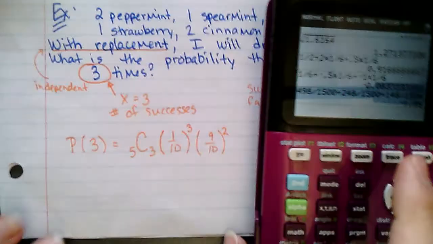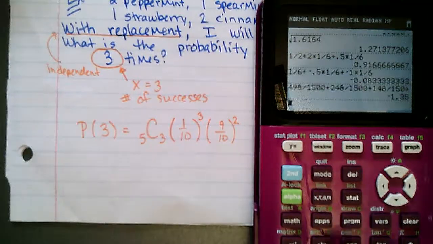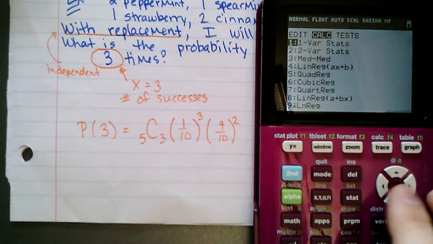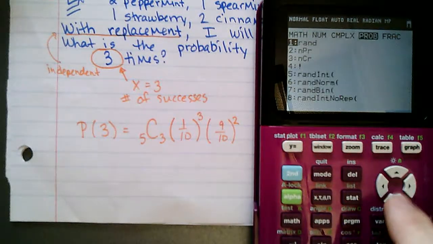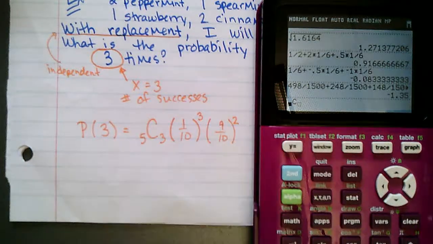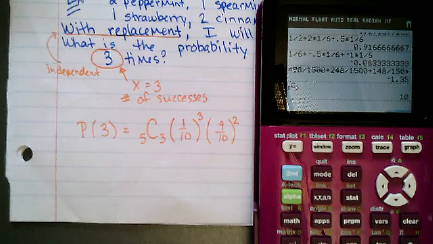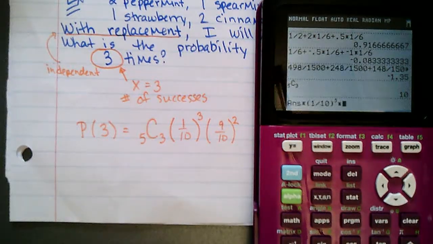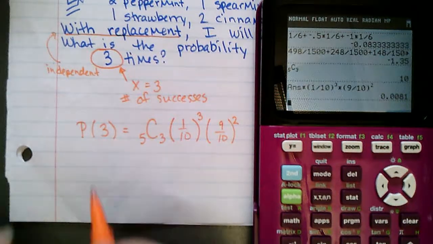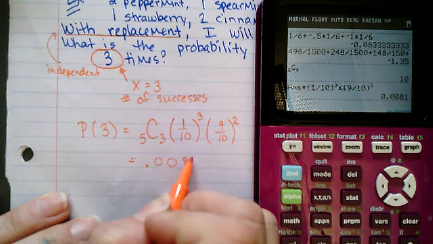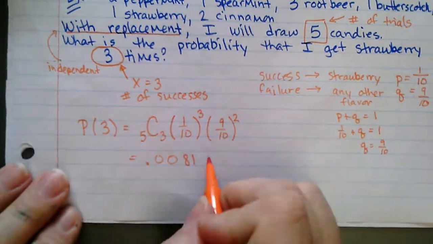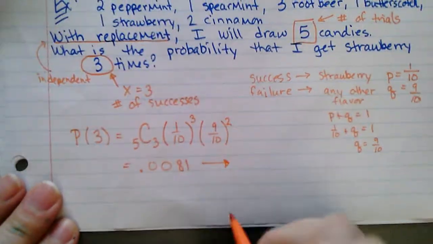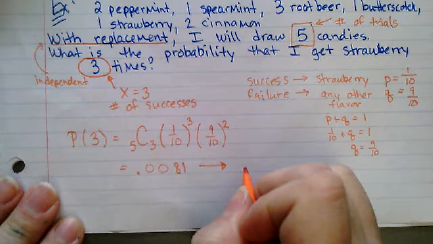So then I'm just going to go in my calculator. If you remember where, I think it's in math. Yep, math, probability, nCr. So I need 5C3. So that is 10 times 1/10 to the power of 3 times 9/10 to the power of 2. And that gives me 0.0081. So the probability that I will get 3 strawberry candies when I draw 5 is 0.81%.